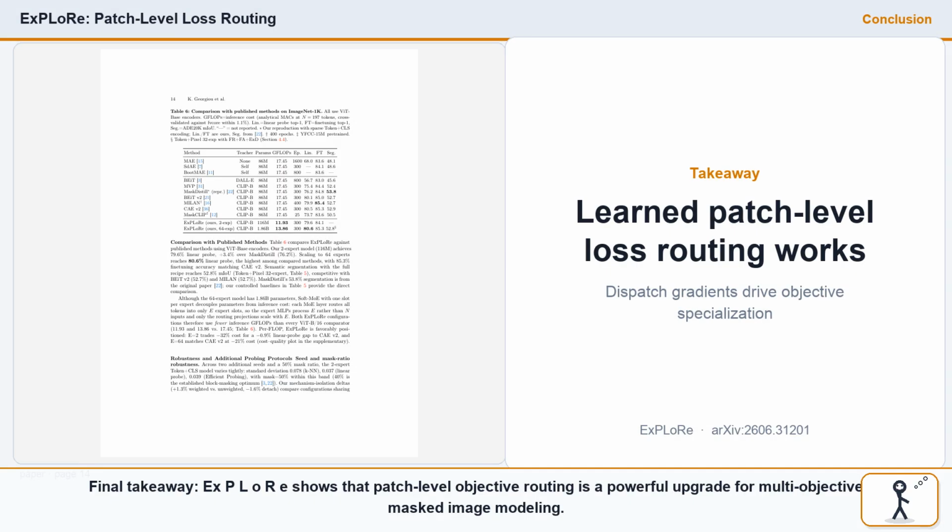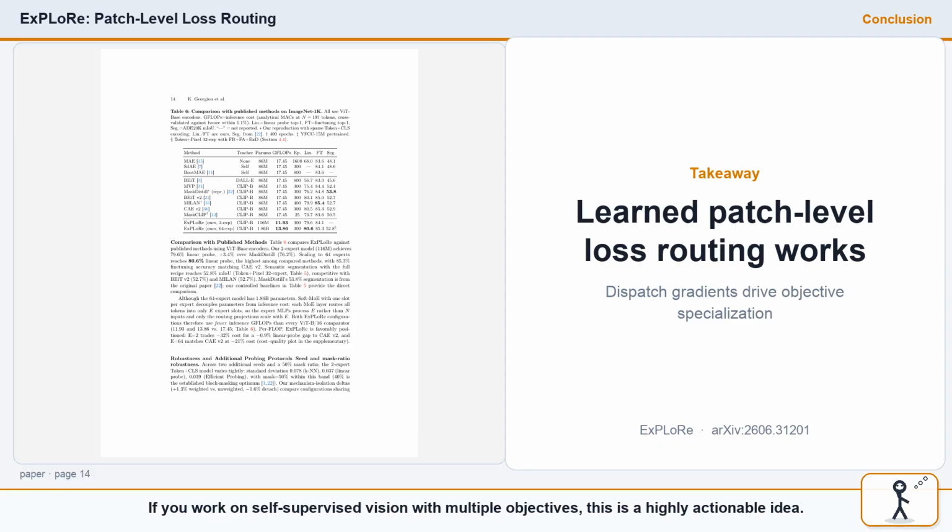Final takeaway: ExPLoRe shows that patch-level objective routing is a powerful upgrade for multi-objective masked image modeling. By coupling losses through dispatch gradients, it turns a static weighting problem into a learned spatial allocation mechanism. If you work on self-supervised vision with multiple objectives, this is a highly actionable idea.